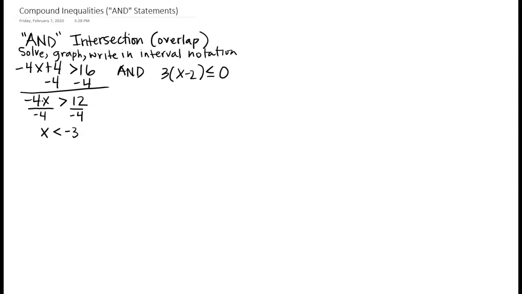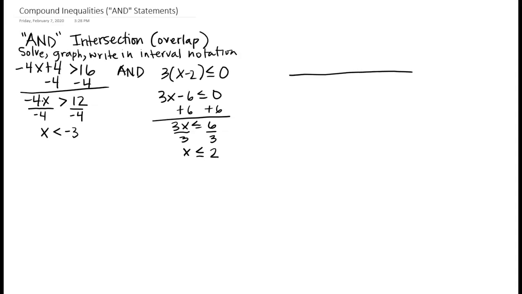All right, and then on this one, since we've got parentheses, let's clear those parentheses by distributing. And then we're again trying to isolate x, so let's add 6 over. So 3x is less than or equal to 6. Divide both sides by 3 to get x by itself, so x is less than or equal to 2. All right, so now that we have both of our answers here, we're going to graph those on the same number line. So both solutions on the same number line.